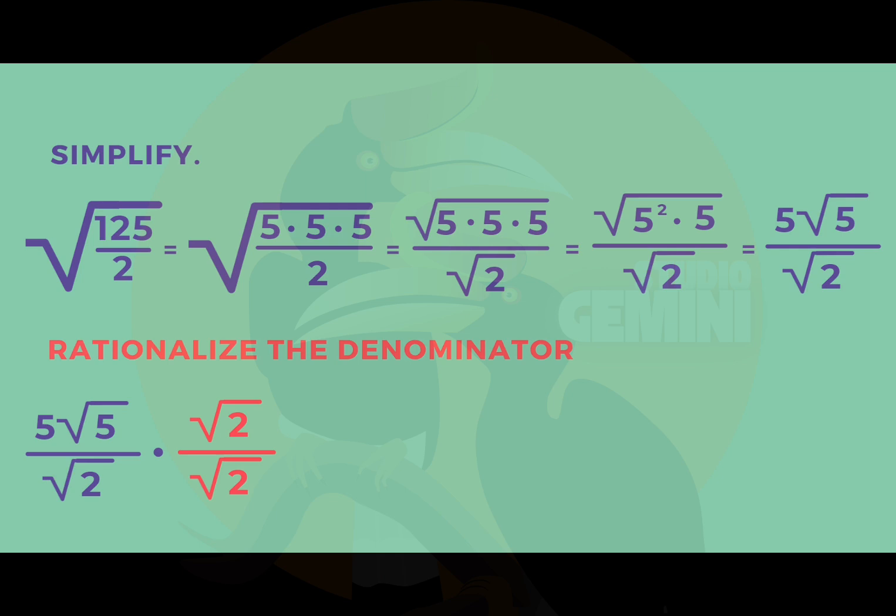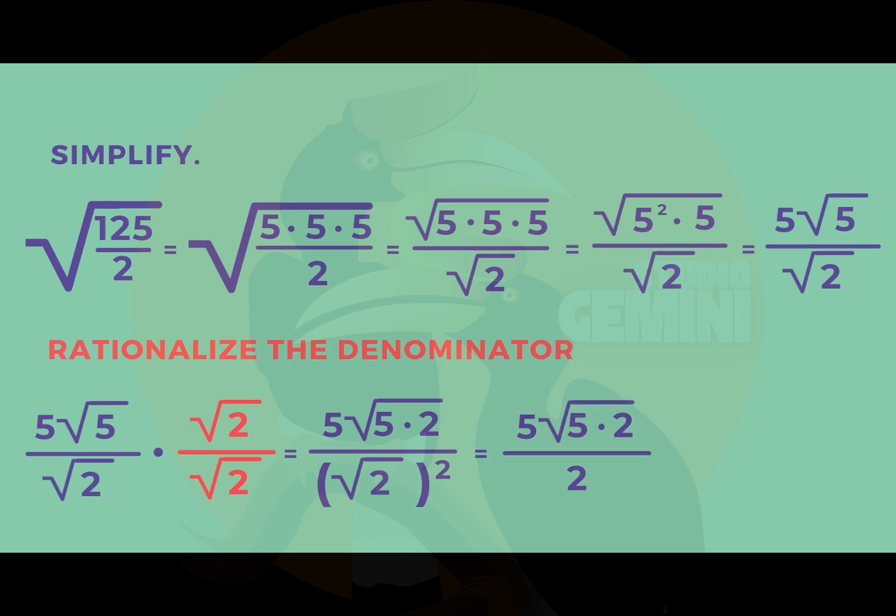So let's do it. Applying the multiplication property in the numerator, we get 5 times the square root of 5 times 2, and in the denominator, the square root of 2 times the square root of 2 becomes the square root of 2 squared, which of course simplifies to 2. The last step is to simplify the numerator by multiplying 5 times 2 to get 5 root 10 in our denominator, so our final answer is 5 root 10 over 2.